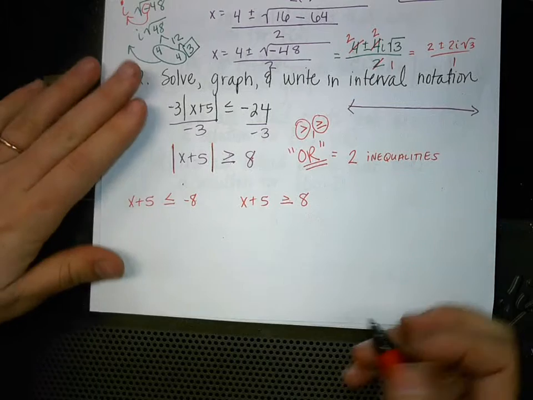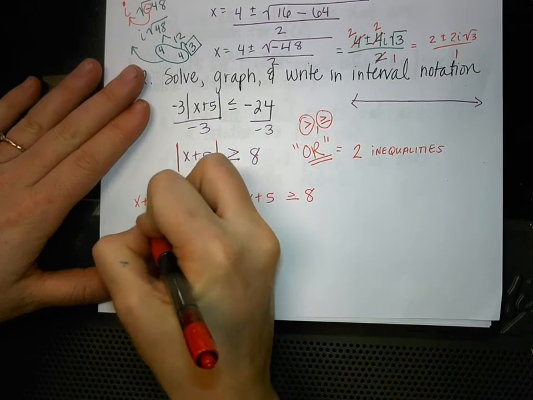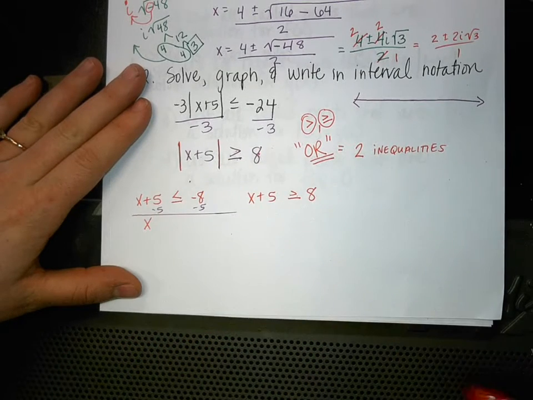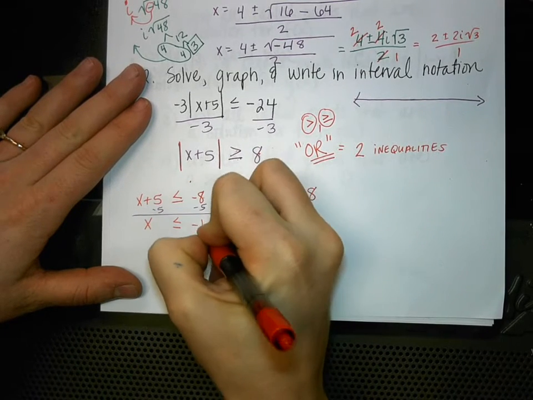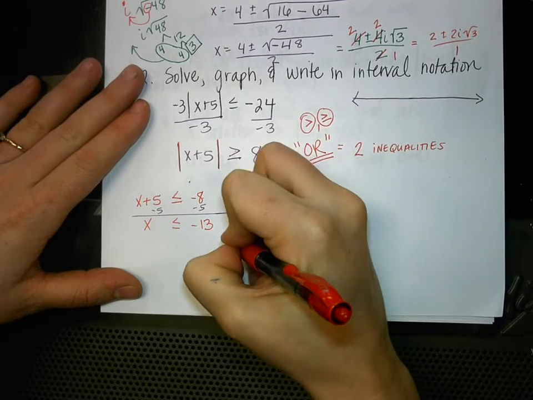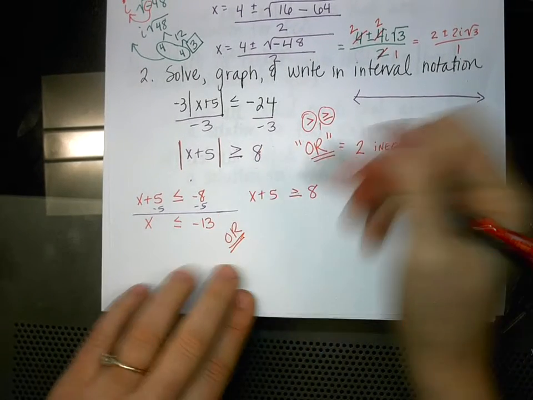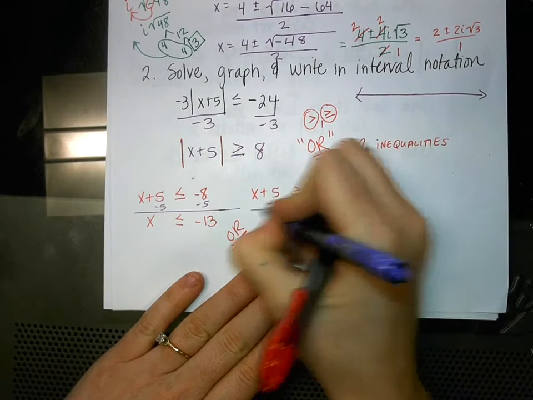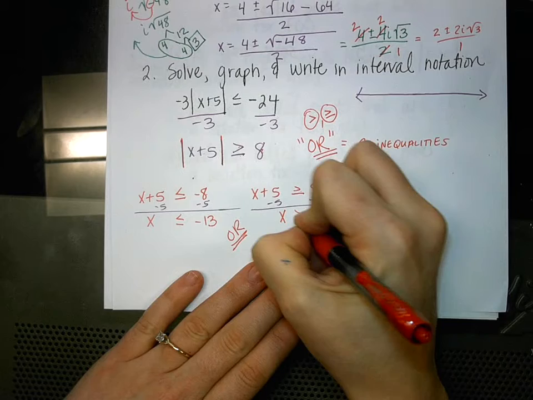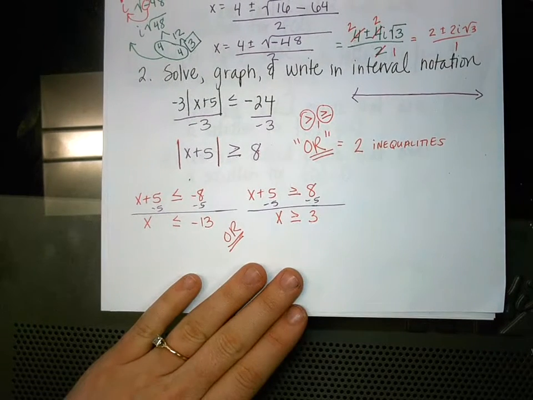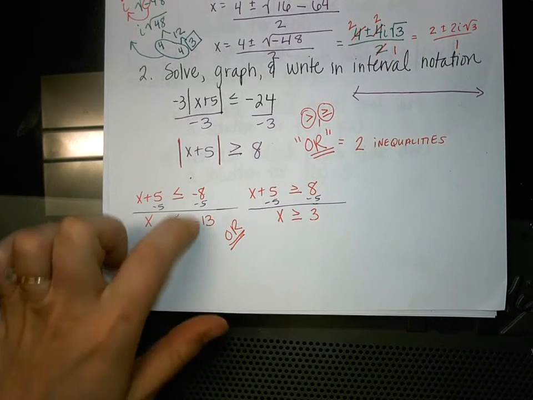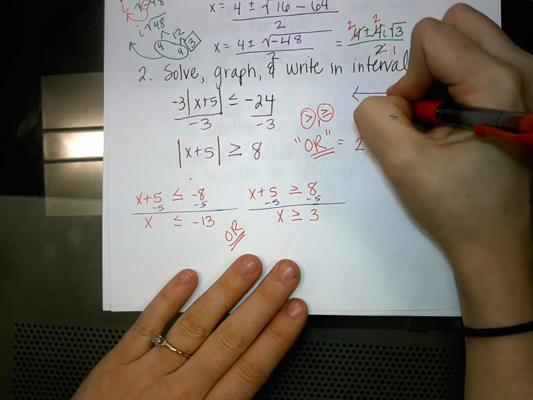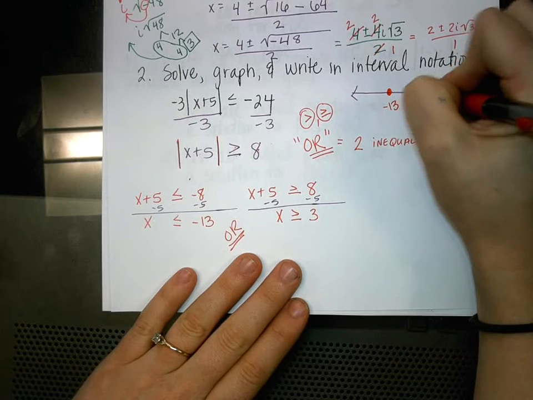Now I can solve for x for each of these. I'm going to subtract 5, and I get x is less than or equal to -13. My other solution, hence the OR part of my question, is if I solve the other inequality, I get x is greater than or equal to 3. 8 minus 5 is 3. -8 minus 5 is -13. So my solutions can be equal to -13. They can be equal to +3.